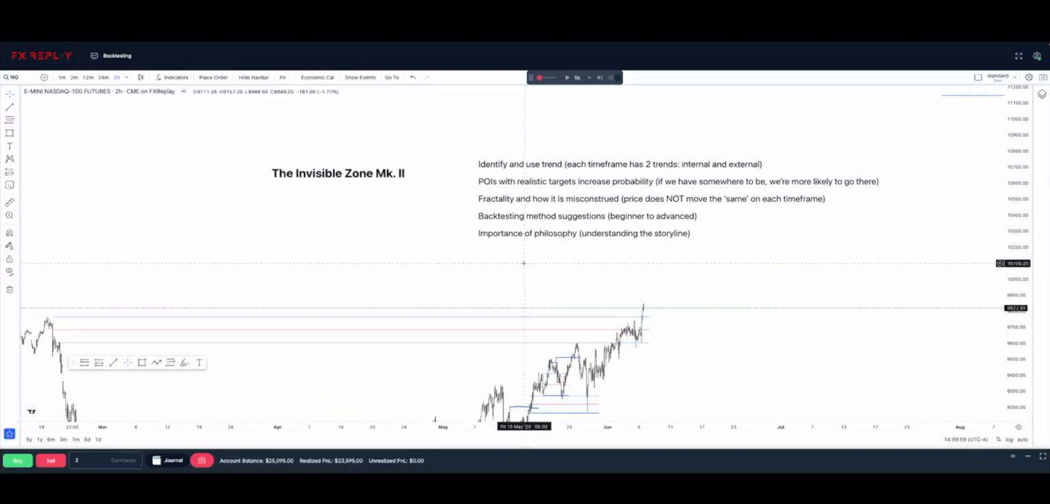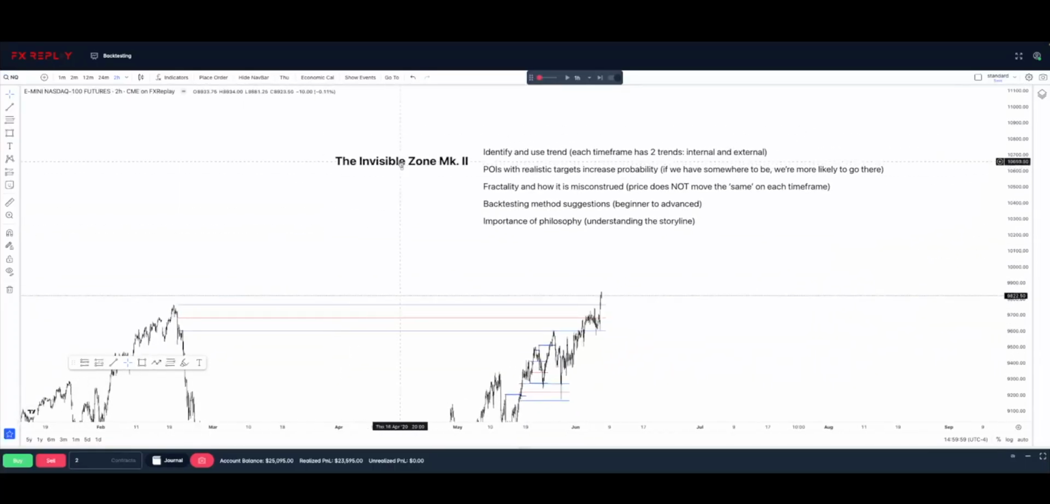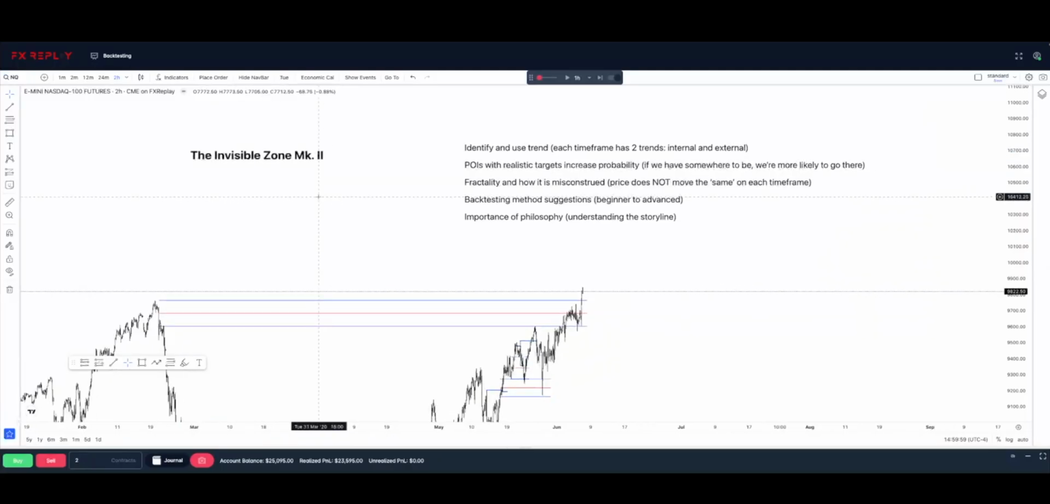Perfect examples right there. You couldn't ask for better examples. I didn't plan this. I just went 4 years backwards. Okay, let's move on to fractality and how it is misconstrued. So price does not move, in air quotes, the same on each time frame.